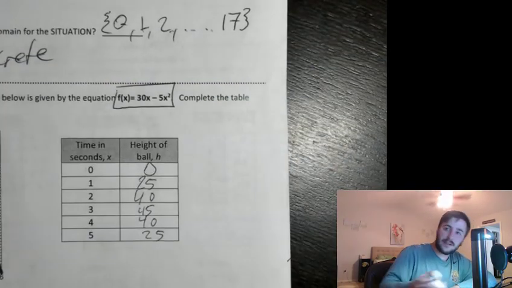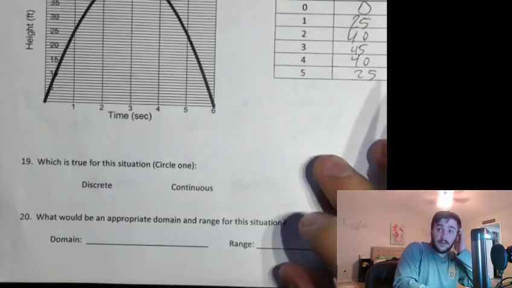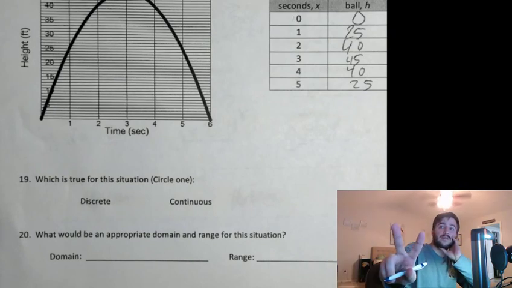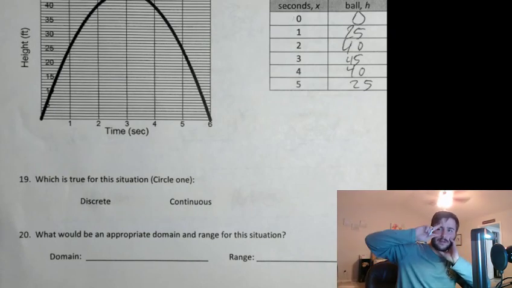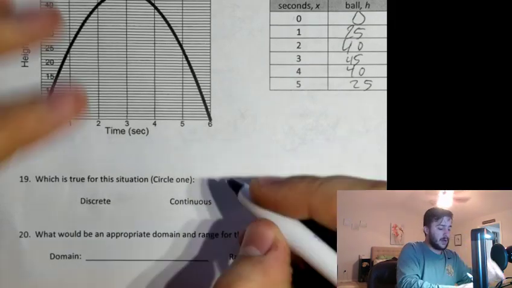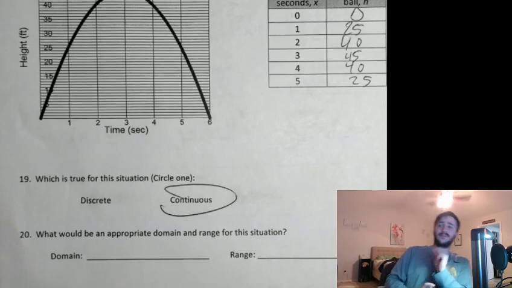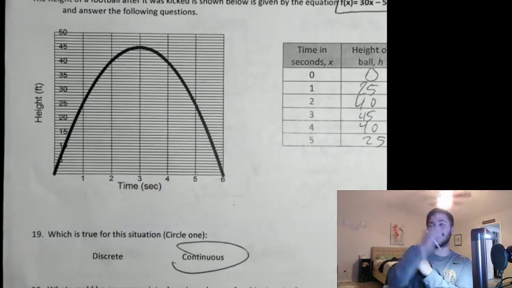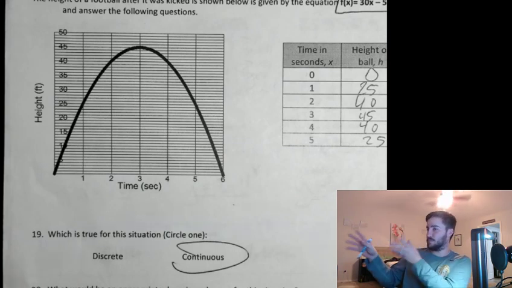And then it says answer the following questions. So let's look. Which of the following is true for this situation? Discrete or continuous? I have 2 reasons, 2 whole reasons why this is continuous. It is continuous for the most obvious reason of it being a line. Okay, it's a connected line. It's not just a bunch of dots. It's not just a bunch of points that they gave us.